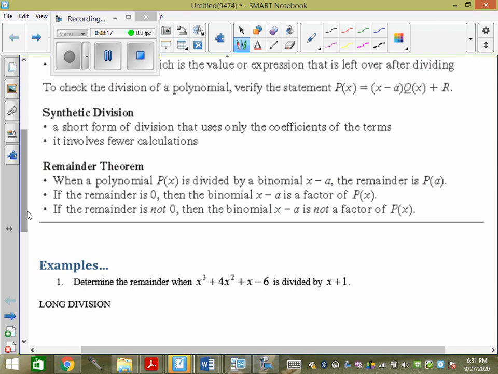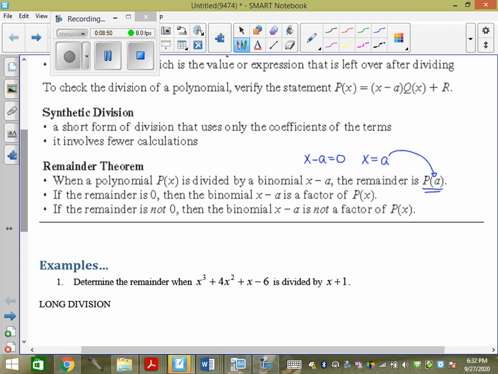So when a polynomial, p of x, is divided by a binomial, x minus a, the remainder is p of a. So that means if I take this factor, x minus a, I set it equal to 0, I'll get x equals a. If I take that value and I plug it into the polynomial, this is like f of x, I take whatever is in for x, plug in the polynomial. P of a, I take whatever a is and plug it in for all the x's in the polynomial, and I'll get the remainder.